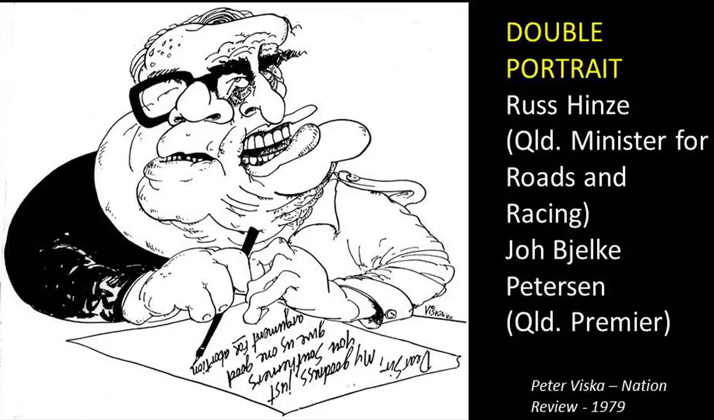And then we have another double portrait, where the face is divided in half and they share an eye. There's a lot of corruption going on in Queensland. Russ Hines on the left was the Minister for Races and Roads. He had a property and he built all his roads around an area where there were no fixed roads, where he ran his own horses and stuff like that. And that's a double portrait done by Peter Viska. And you have to turn it upside down to see what they're talking about, and they're talking about abortion.